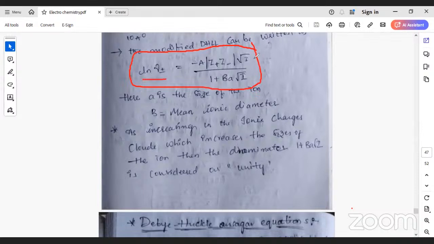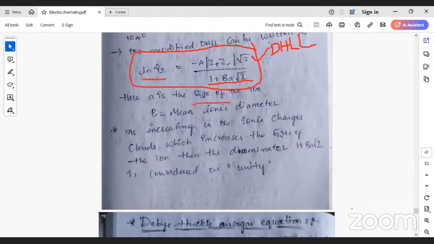The modified Debye-Huckel equation is ln gamma plus or minus equals minus A z plus z minus into square root of I. Only this numerator is the Debye-Huckel limiting law. Some other terms are added in the denominator, that is 1 plus B a into square root of I. So this is what we call the extended Debye-Huckel law.